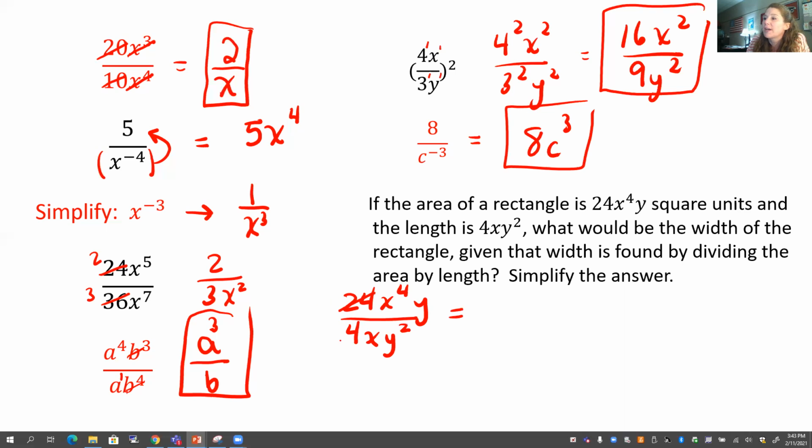Well, 24 divided by 4 is 6, right? 4 minus 1 is x to the third. And then the difference in 1 and 2 is 1, but where does that 1 go? There's more y's in the denominator, so my final answer is that y goes in the denominator. So we know that the width is 6x to the third divided by y units. Okay, so that's how you do that one.